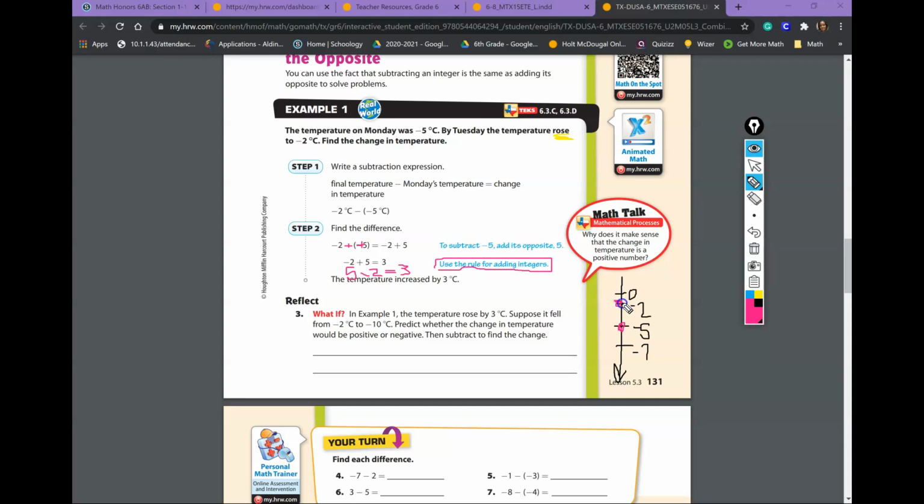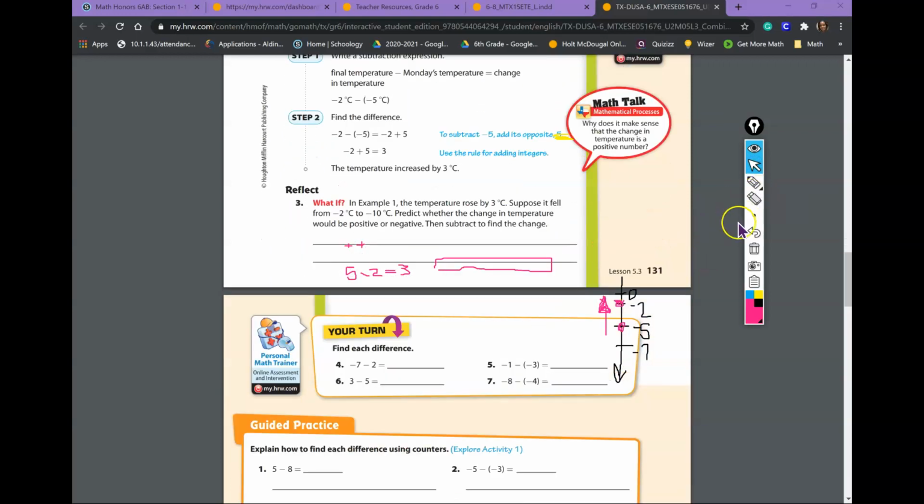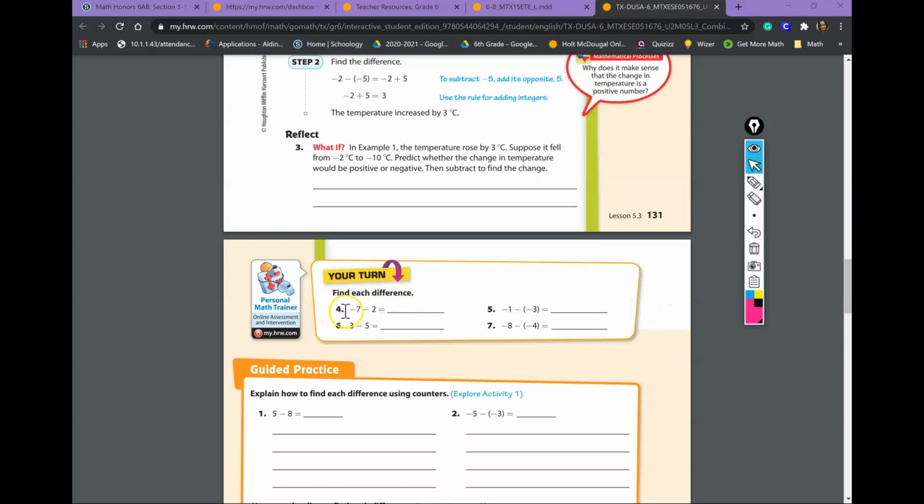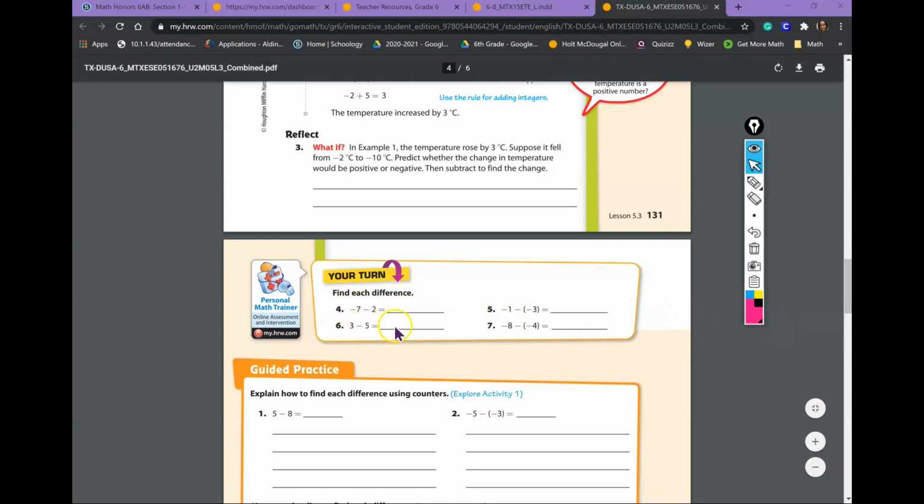So did the point on my graph go up or down? It went up. Therefore, it's getting warmer, so that's why it makes sense that it's a positive change. It's going up, and positive numbers, you move them up. Okay, so let's look at some more problems so we can keep practicing our rules. So I'm going to find the difference of each of these problems here.